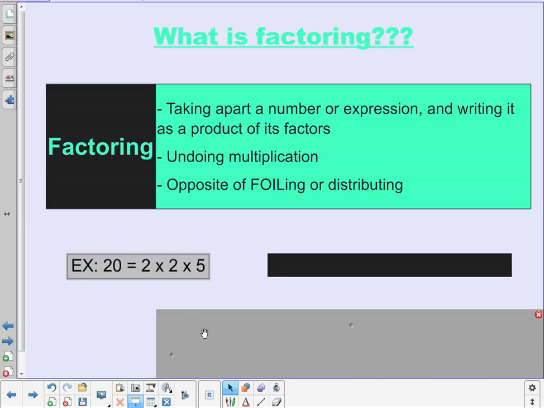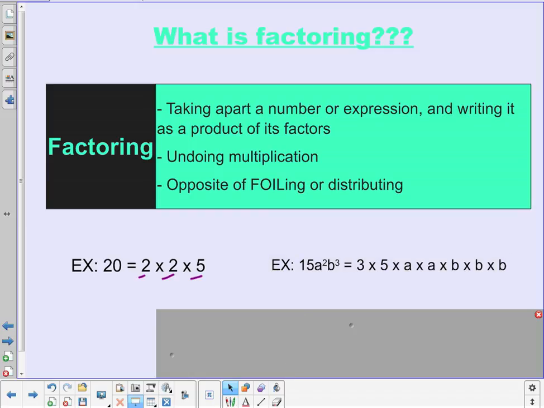So for example, 20 is 2 times 2 times 5. These are the factors of 20. And 15a to the second b to the third is the same as 3 times 5 times a times a times b times b times b. These are its factors. So that's what we're going to be working on today or reviewing.